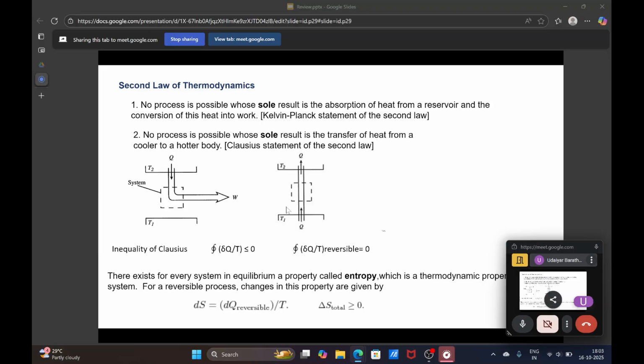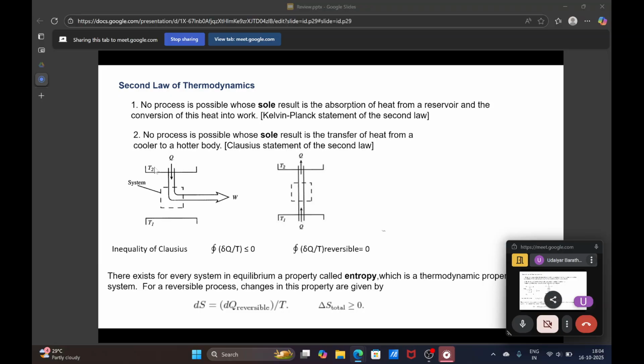Then comes the second law of thermodynamics. In the second law, we have two statements: one is the Kelvin-Planck statement and the other is the Clausius statement. The Kelvin-Planck statement says that no process is possible whose sole result is the absorption of heat from a reservoir and the conversion of this heat into work. What it says is there cannot be a process that takes heat from a single source and converts all of the heat to work. That would be a perpetual motion machine, which is not possible, so it violates the Kelvin-Planck statement. And this is the Kelvin-Planck statement diagram.